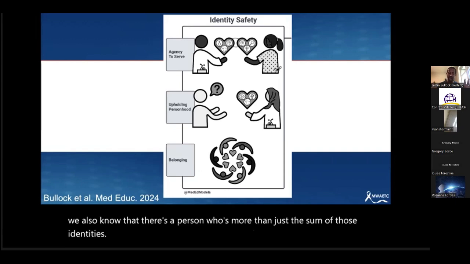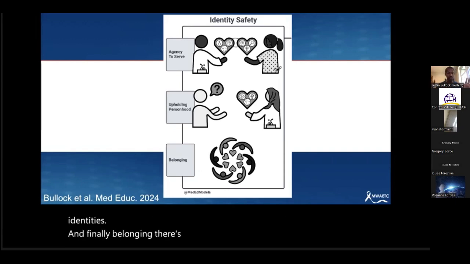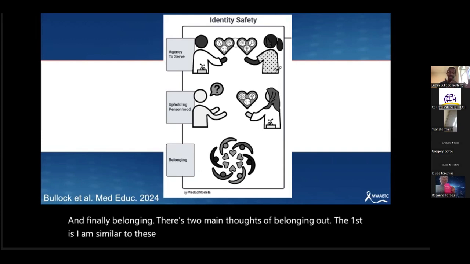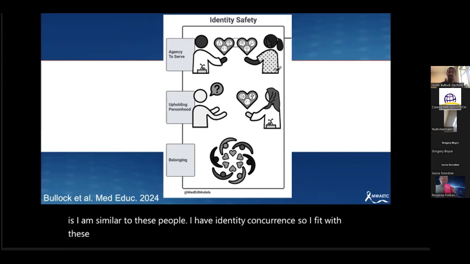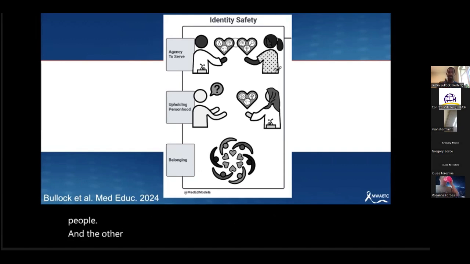And finally, belonging. There are two main thoughts of belonging. The first is, I am similar to these people. I have identity concordance, so I fit with these people. The other is, I am welcomed as my authentic self into this group. We adhere to the second definition of belonging.